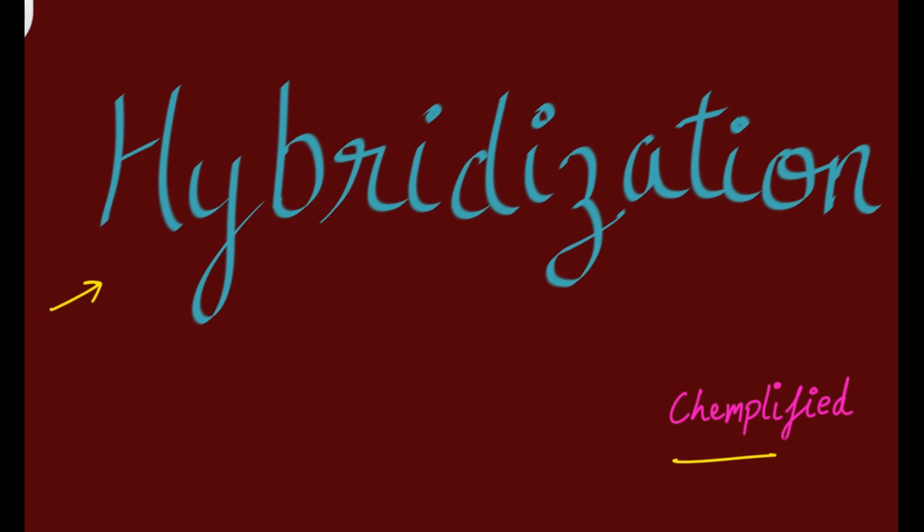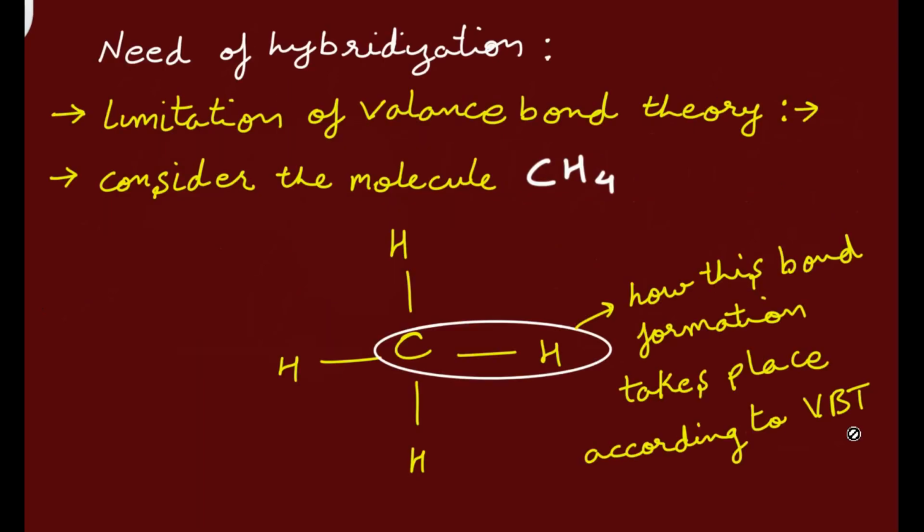So let's start. Before we reach hybridization or the definition of hybridization, we need to know what was the need of hybridization. Why we are studying hybridization. Now, hybridization was introduced after valence bond theory because there were a few limitations, and to tackle those limitations, hybridization was introduced. Now, what were those limitations?